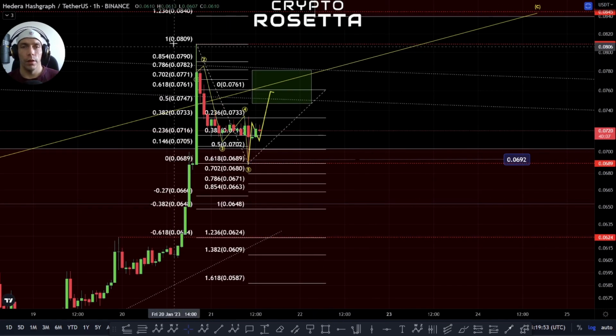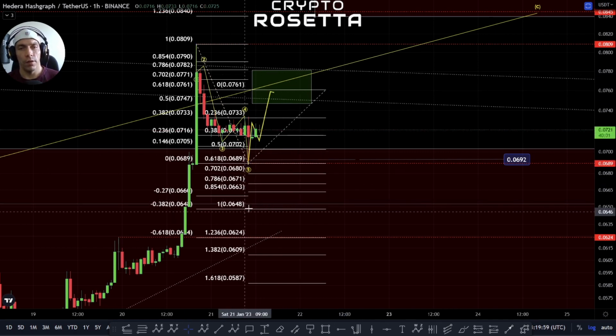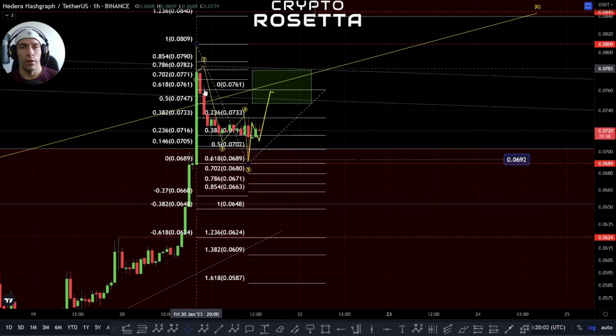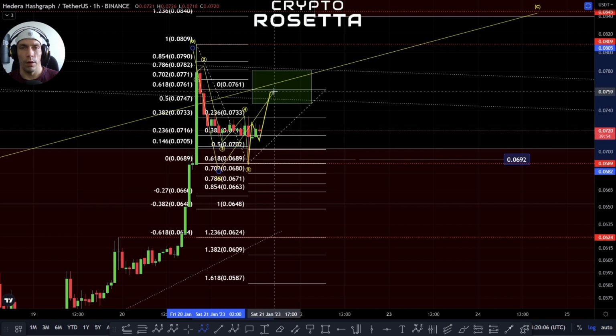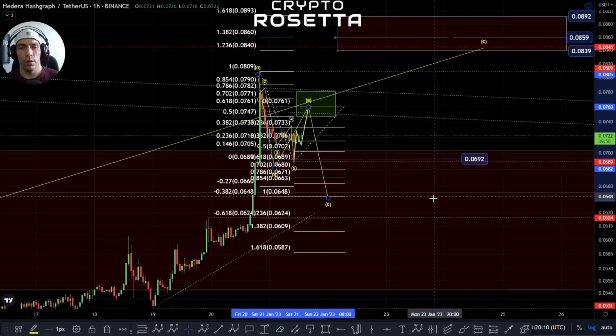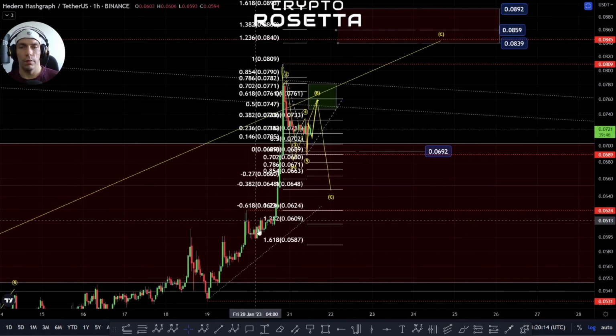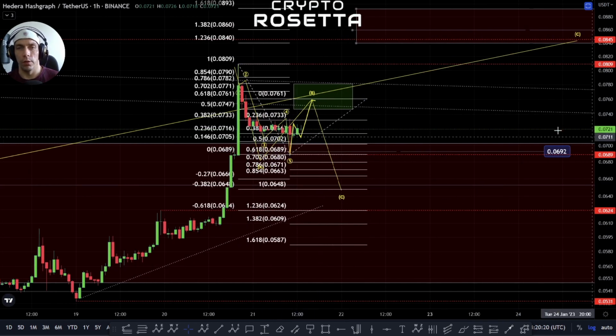So if we did get basically a 1-to-1 move down from this 618 area, that would take us down to this 0648. So that would then just be a corrective structure as A, B, and a C as a zigzag. If we come down that low though, it would indicate to me that potentially we're having this as a completed move, and we could actually look for extension to the upside again. So we'd have to be careful with this.